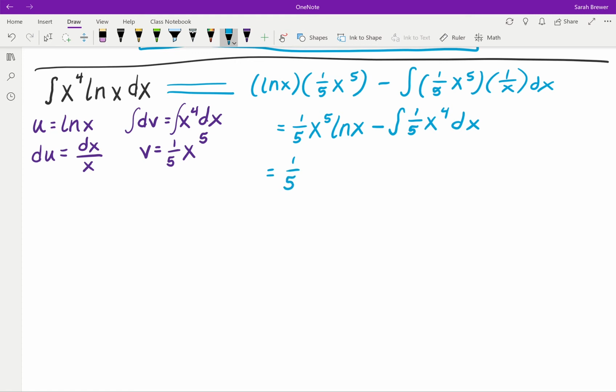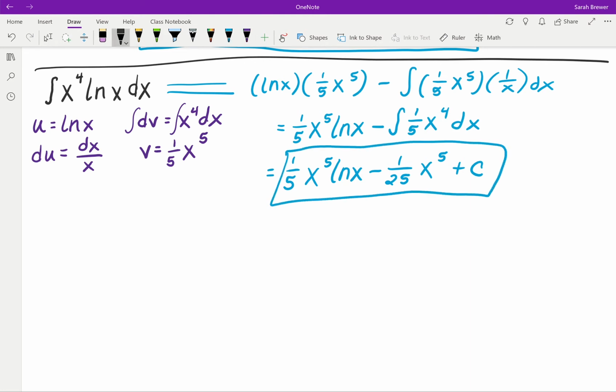So we have 1/5 x to the fifth natural log of x minus, power rule for integrals says x to the fourth is going to become x to the fifth. Divide by 5 and multiply by that 1/5 constant gives us 1/25 x to the fifth, and then this is where I add plus C.